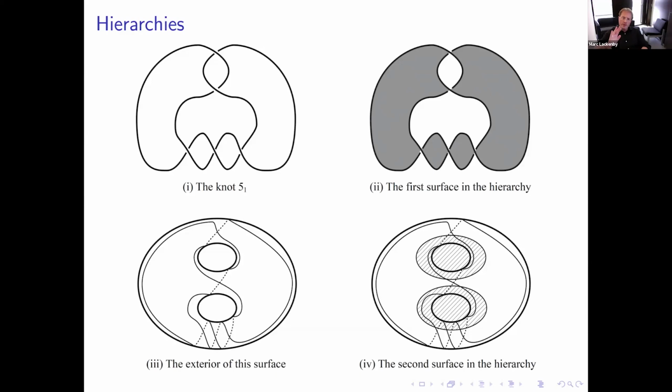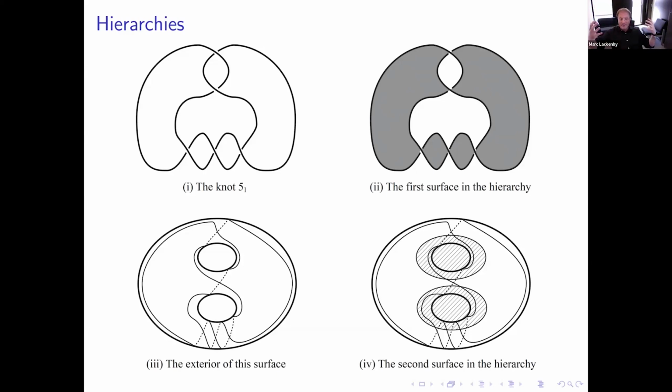And what's the three manifold? What is the three manifold that is left? Well, we're cutting on a little open regular neighborhood of that surface. So imagine thickening up that surface. Then what you get when you thicken it up is this picture on the bottom left here.